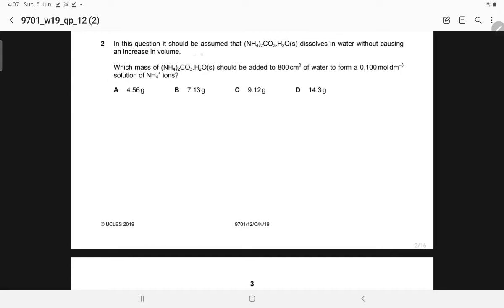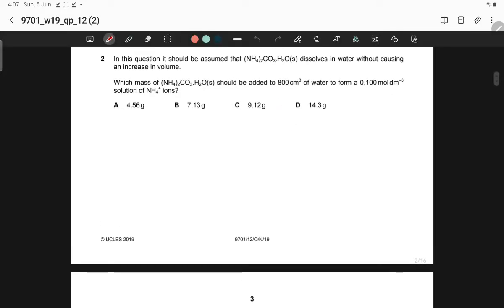In this question, it should be assumed that ammonium carbonate, hydrated ammonium carbonate, dissolves in water without causing an increase in volume. Which mass of hydrated ammonium carbonate should be added to 800 cm³ of water to form a 0.100 mol per dm³ solution of ammonium ions?